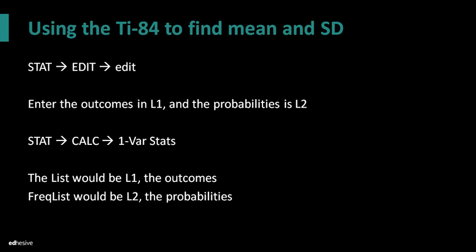All right, here's the instructions for how to do that on the calculator. So if you didn't follow along, you could go ahead and actually have it typed out here. So stat, edit, edit, enter the outcomes in list 1, the probabilities in list 2. Stat calc, slide over to one variable stats and choose list 1 for the outcomes, and then for the frequency list you would put in the probability list there, which for us was list 2. And the cool thing is this will do both the mean and standard deviation for you.